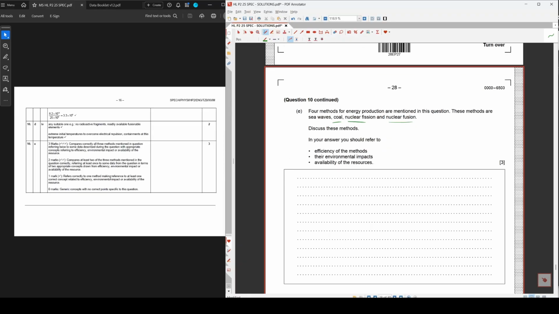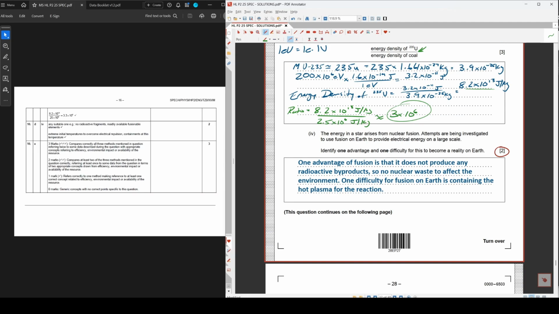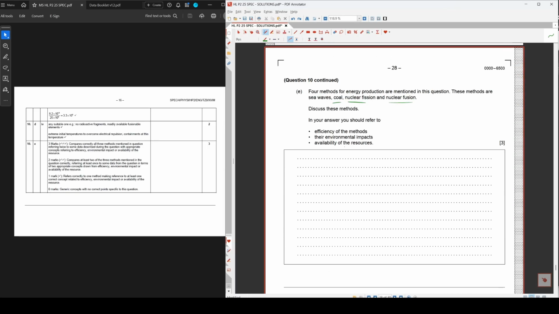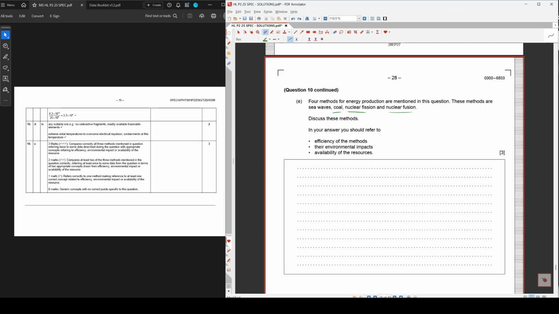If we don't mention any data from the question, we can only possibly get 1 mark. And if you just refer correctly to one method and make reference to at least one correct concept related to efficiency, impacts, or availability, so if you say anything correct about efficiency or impacts or availability of any of this stuff, you get 1 point. If you compare at least 2 of these methods with some good stuff, and you also pull in 1 piece of data, like you talk about this energy density thing, that's 2. And if you mention 2 pieces of data, that's worth 3. I don't think the question is written well at all for that to be clear that that's something you're being asked to do, even with the command term here.